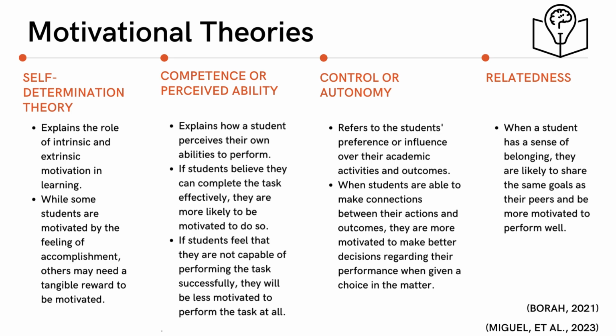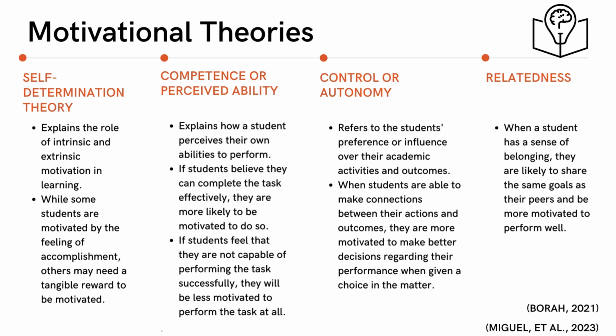Self-determination theory explains the role of intrinsic and extrinsic motivation in learning. Intrinsic and extrinsic motivators are influenced by the psychological needs of the students. While some students are motivated by the feeling of accomplishment, others may need a tangible reward to be motivated. It also explains why students' perceptions of their learning environment have such an impact on their academic performance and emphasizes the importance of autonomy, competence, and relatedness as essential factors in motivation.